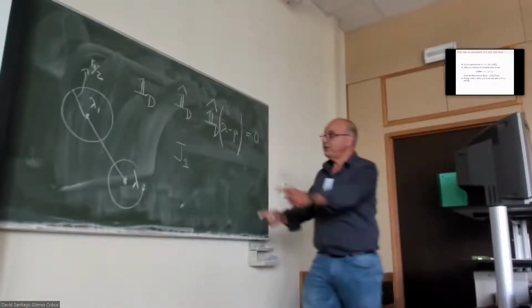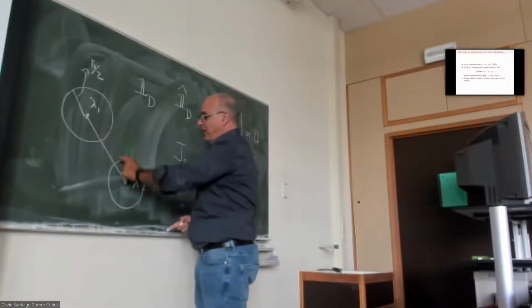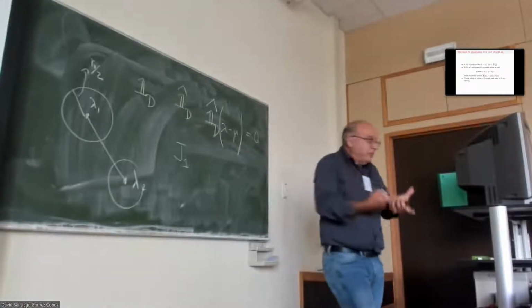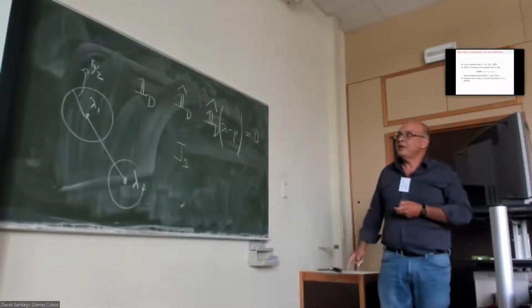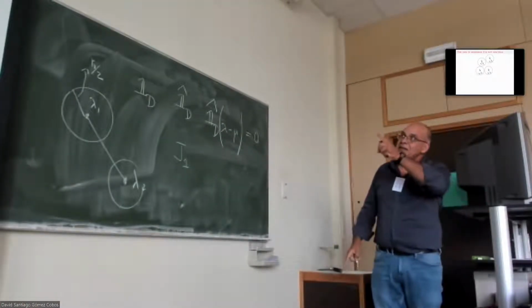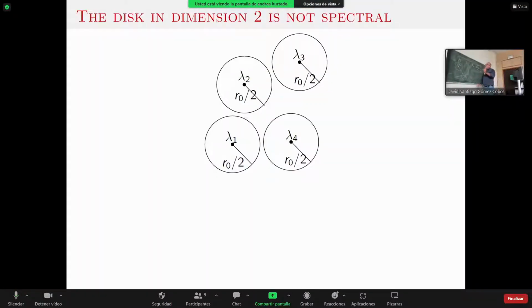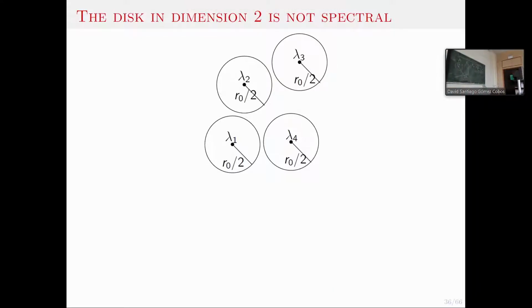Why? Because for two disks to overlap, the sum of the radii must be at least this distance, but it doesn't happen. Even for the smallest distance, it's exactly equal. So we have non-overlapping disks, like that. So assume we have a spectrum, then it must be the case that if I place a whole disk of radius r0 over 2 around each point of the spectrum, these are disjoint.